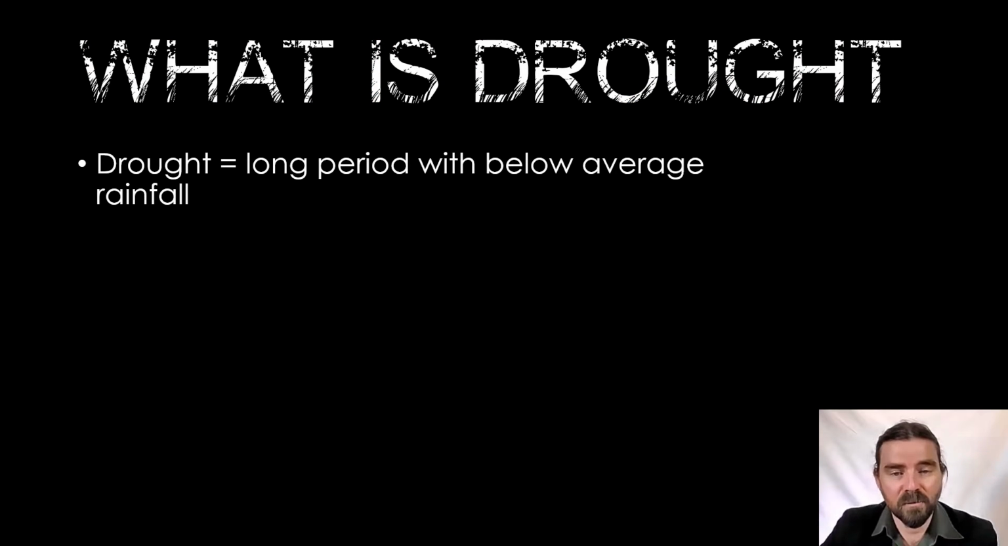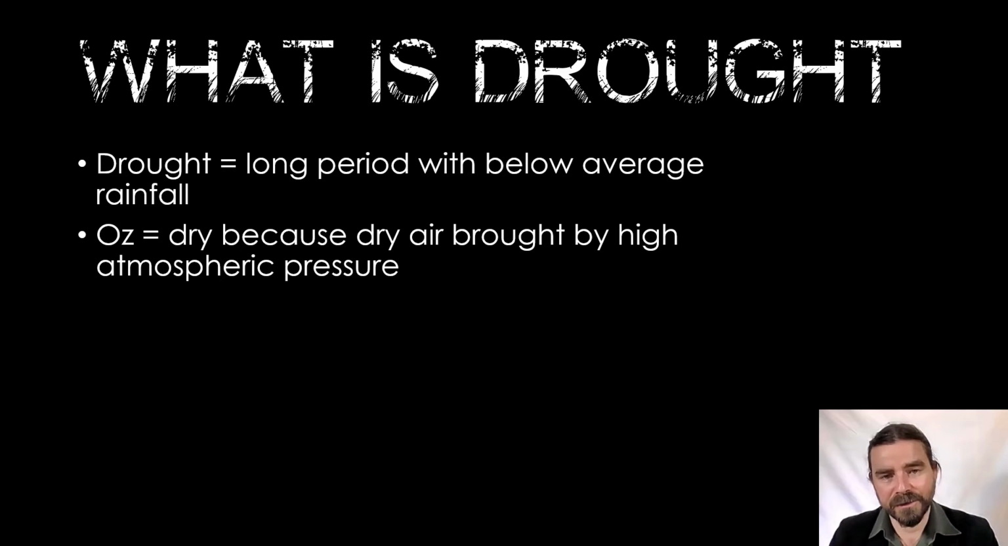Simple. It's a long period with below average rainfall. So the drought conditions might not be the same from one place to another because average rainfall is different in different places. So drought's just a long period of below average rainfall for that place.